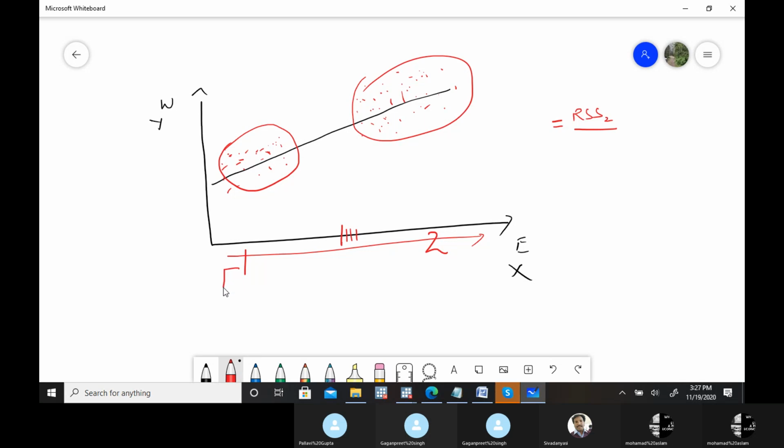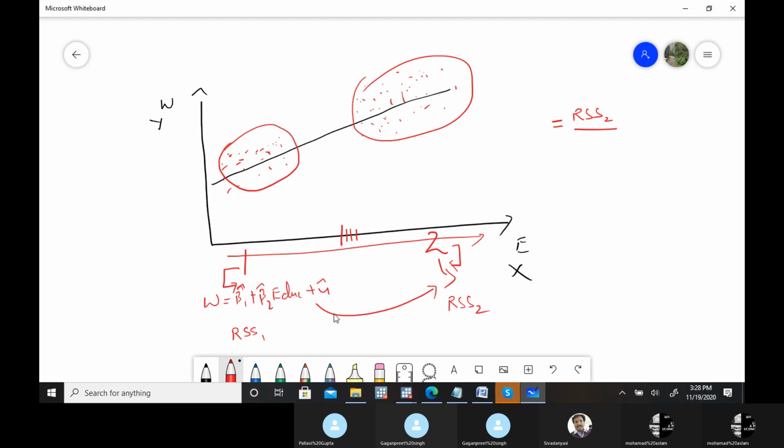Now you have to run a regression for this first part. Then for the second part, the variables will remain the same. Wage equal to beta 1 hat plus beta 2 hat education plus U hat. Similarly for the second group, and then you have to take the residual sum of square from the first part and from the second part.